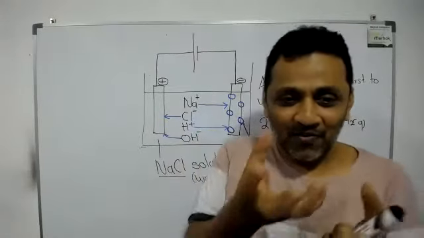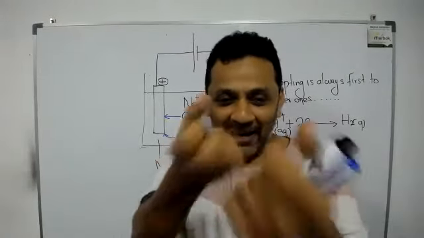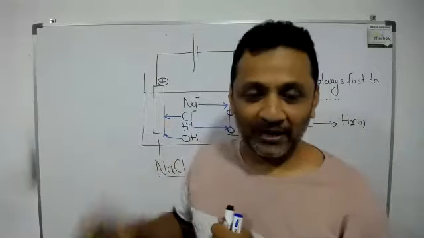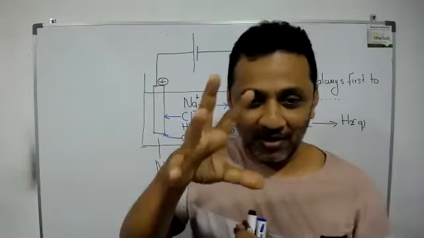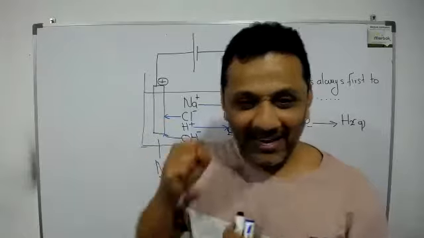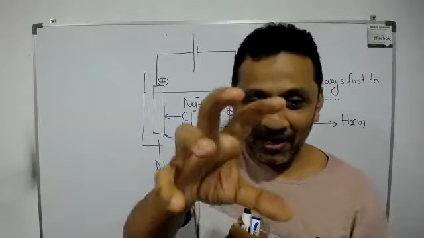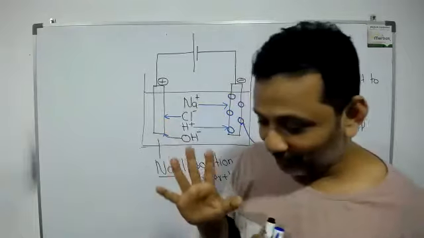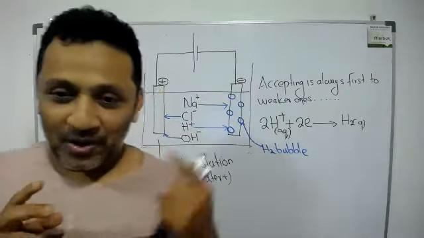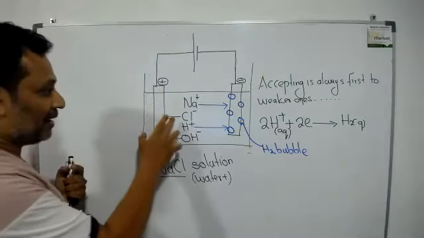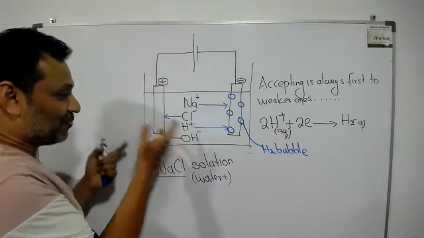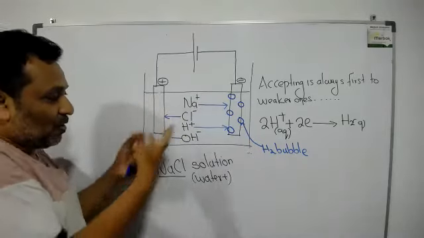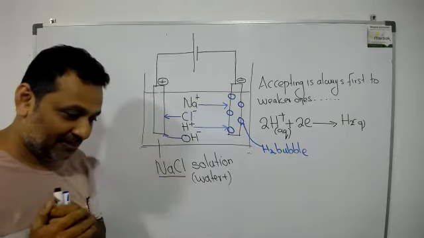In oxidation, we pick the electron from that person. Cl minus comes, takes the electron, steals the electron. OH minus comes, steals the electron. So you can steal the electron from Cl minus, you can steal the electron from OH minus. We pick the electron from Cl minus and OH minus.